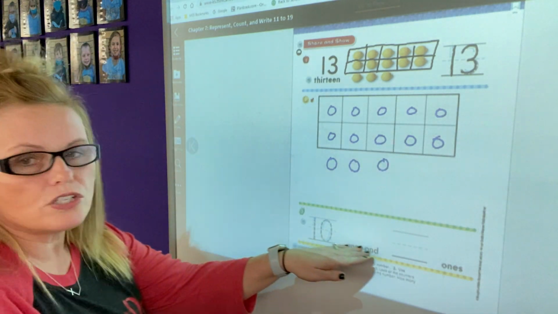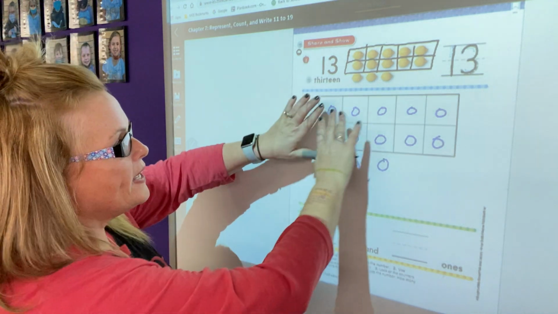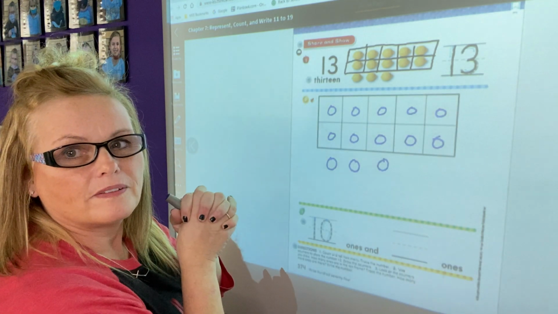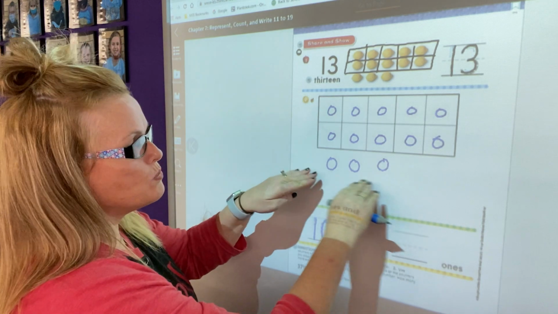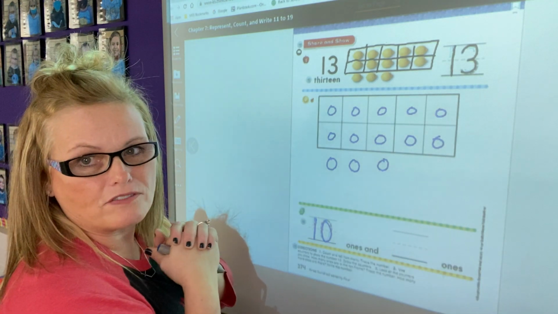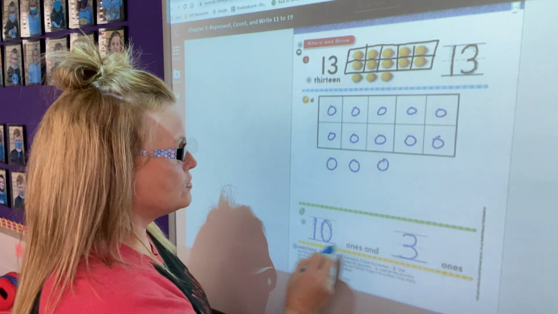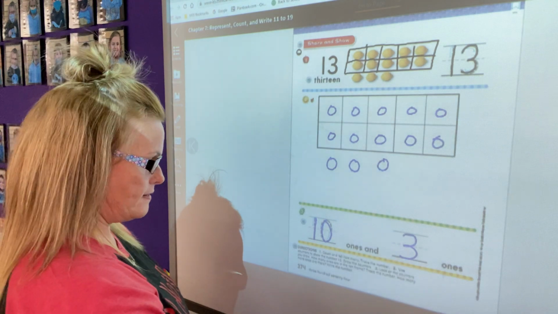So if we needed to break this apart, how many ones do we have up here in this 10 frame? We have 10 of them. And then how many ones do we have outside of the 10 frame? There are 3 by themselves. So this says 10 ones and 3 ones.